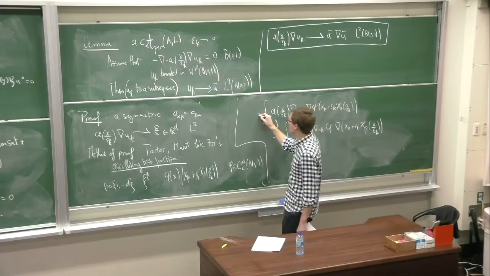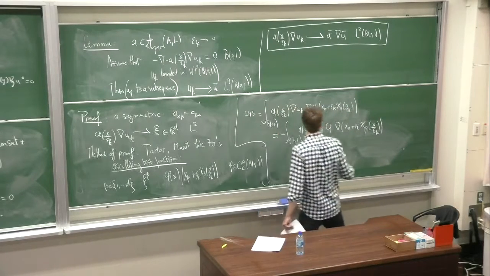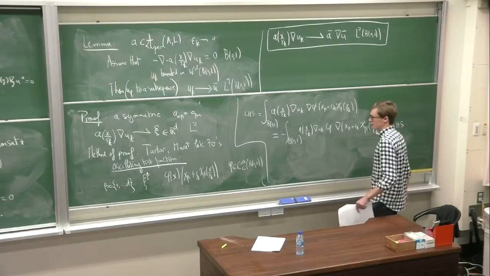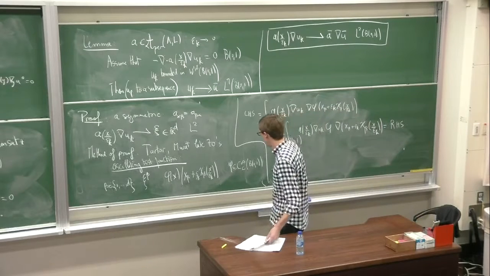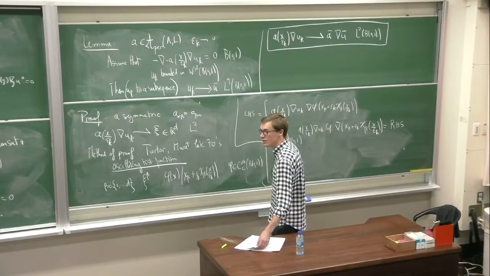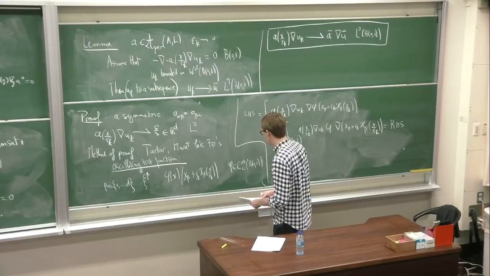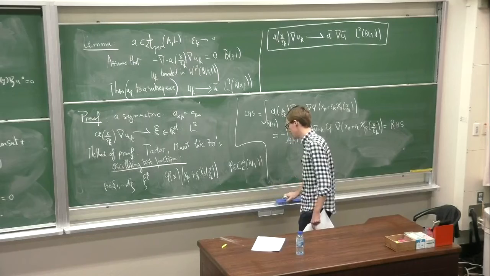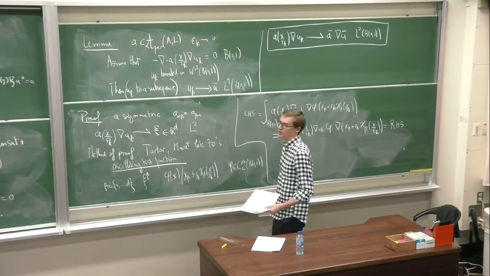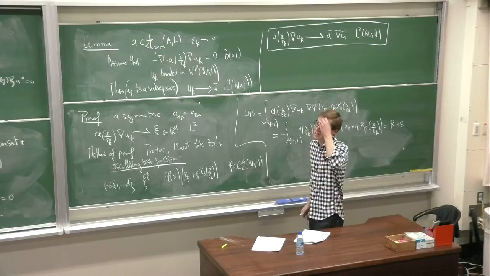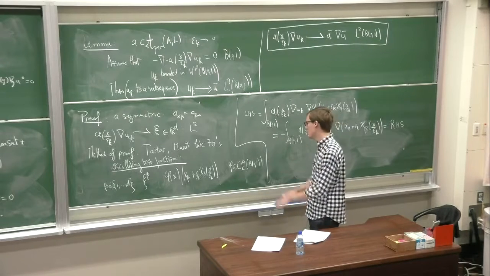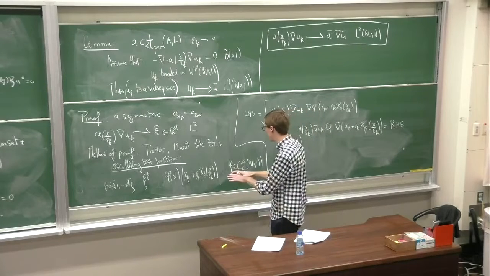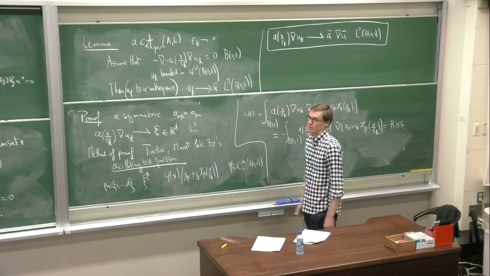So phi is an element of C infinity with compact support. There is no question of periodicity here or topology. It is just compactly supported. It means that the support of phi is contained in the ball B(0,1).